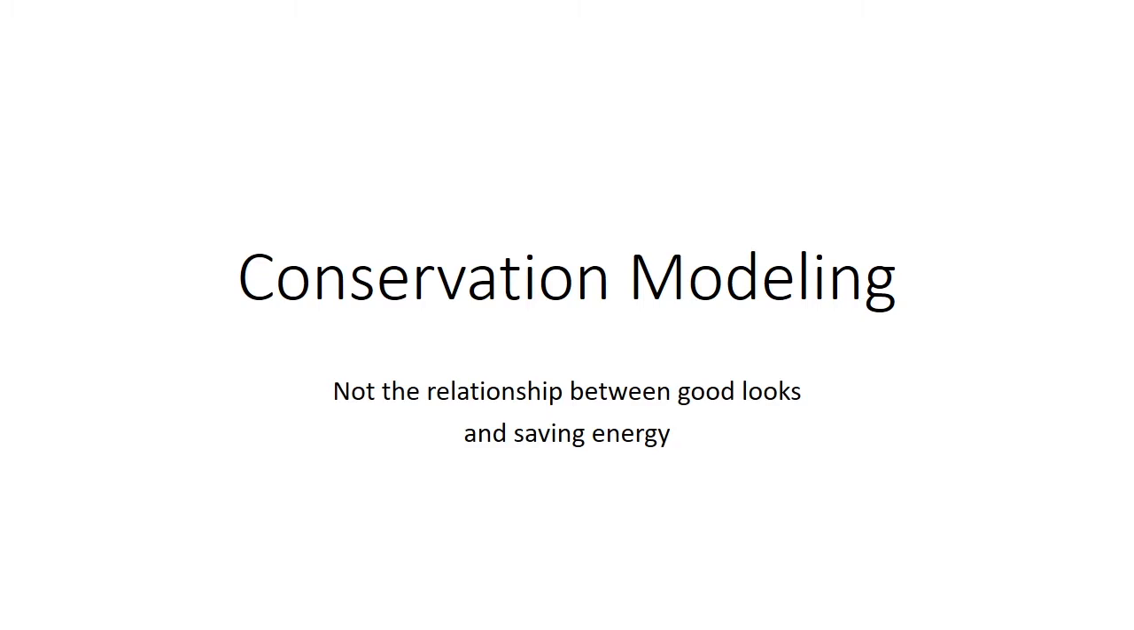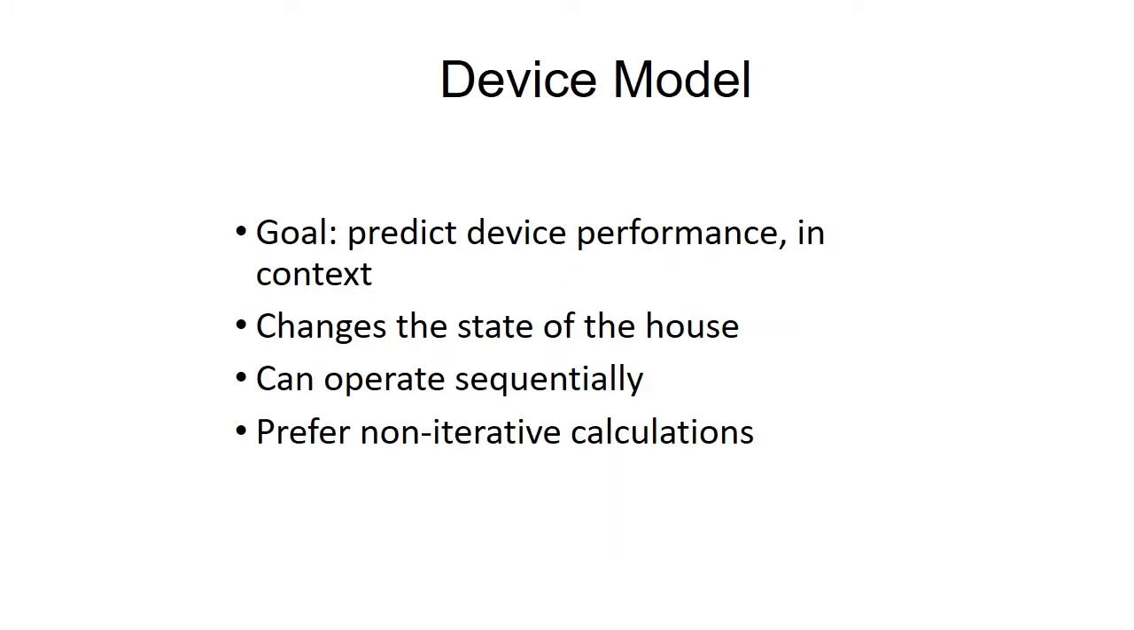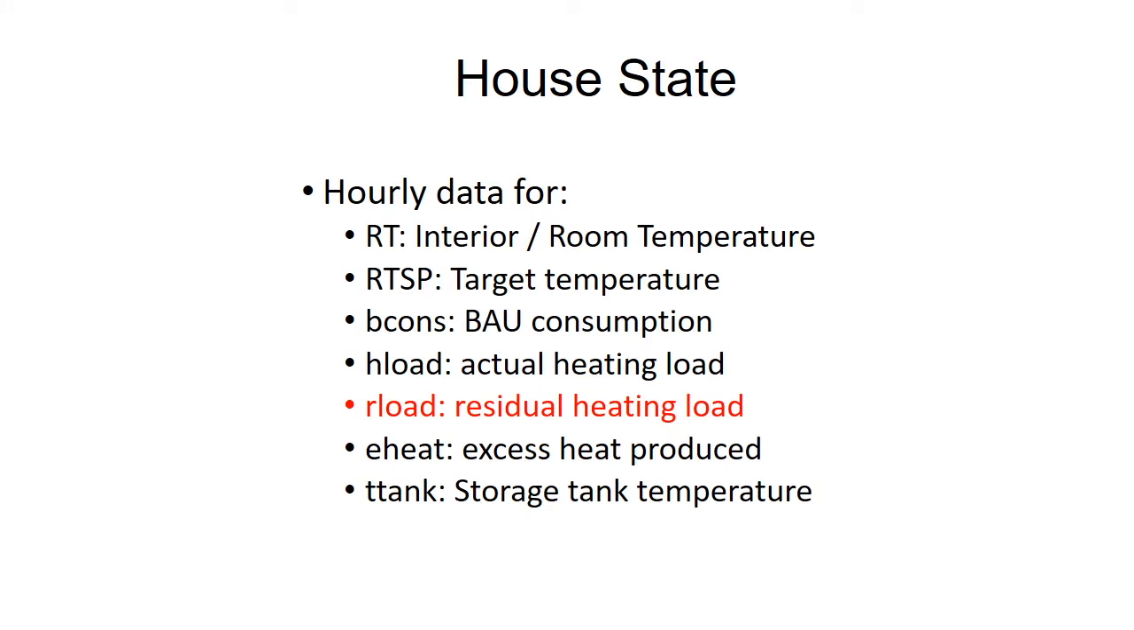To do that, we need to know how they work together in context. So I hunched over my desk and created a model that allows conservation devices to operate sequentially on an hour-by-hour basis. The core of my model is the hourly state of the house. It boils down to this data set. In theory, any measure can modify any parameter. In practice, they mostly just modify the residual load.